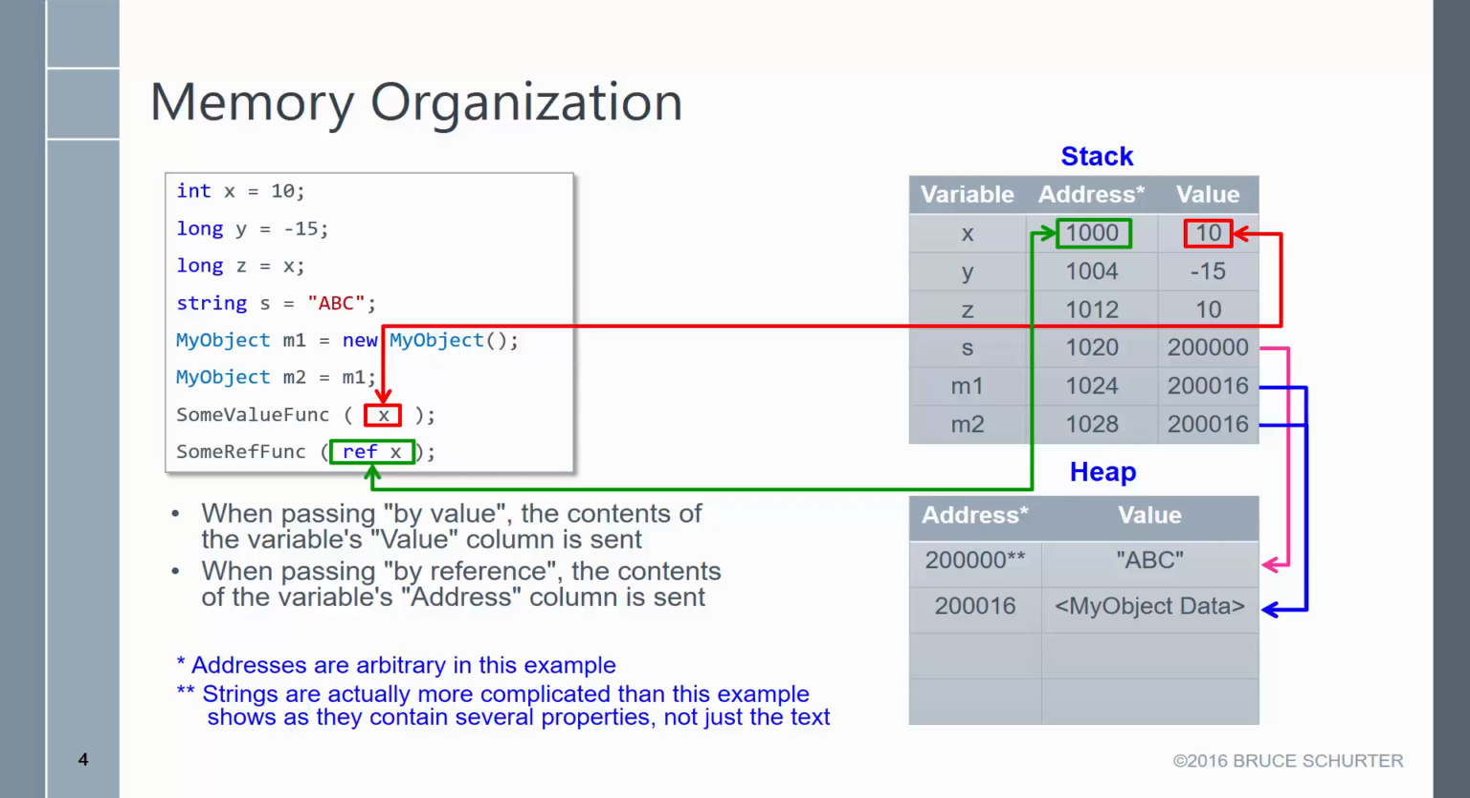But if you look at the value, remember, when we created M1, it would put its contents in the heap somewhere. We don't really care what the data is for this object. Just be aware, at address 200,016 in the heap is the data for my object. But when we did the assignment from M1 into M2, what we ended up doing was we copied the value, just as we would with any other value types. We copy what's in the value column into the new variable's address. So we ended up copying 200,016 into the stack's value for M2.